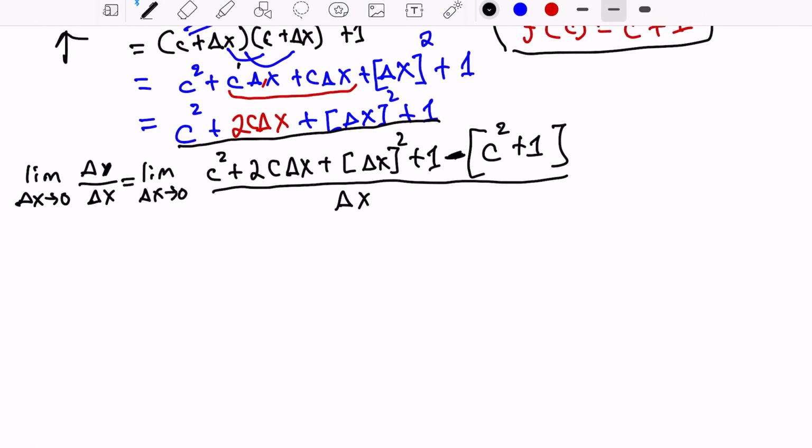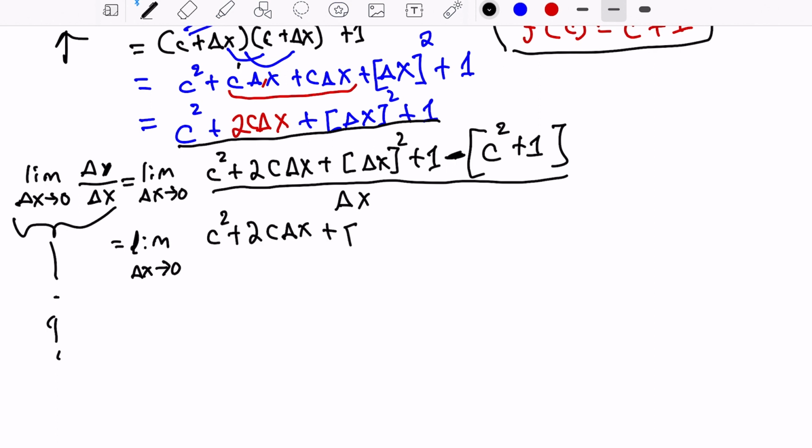And I'm going to illustrate this point just by ignoring this for now. Unfortunately, or fortunately, you have to continue when you're in school. You have to keep adding. I'm just going to say equal, and then the limit as delta x goes to 0 for now. So I have c squared plus 2c delta x plus the square bracket of delta x squared plus 1.